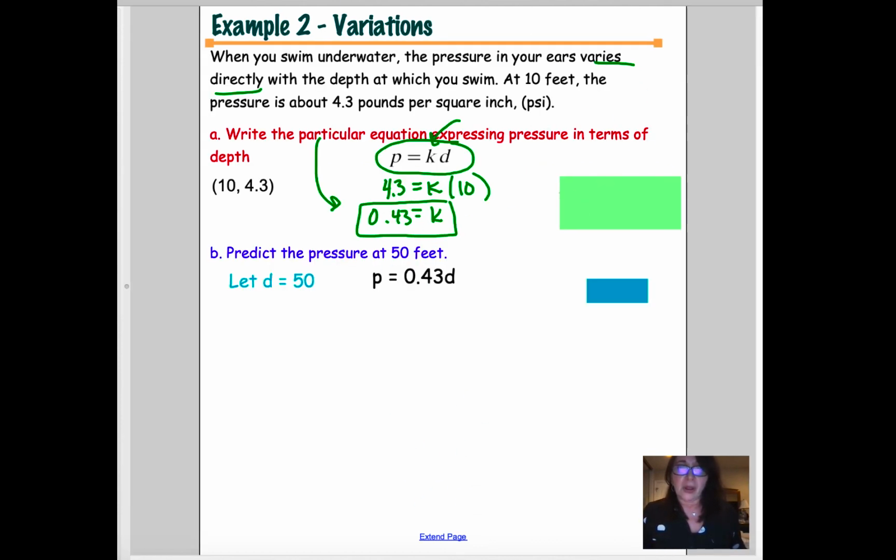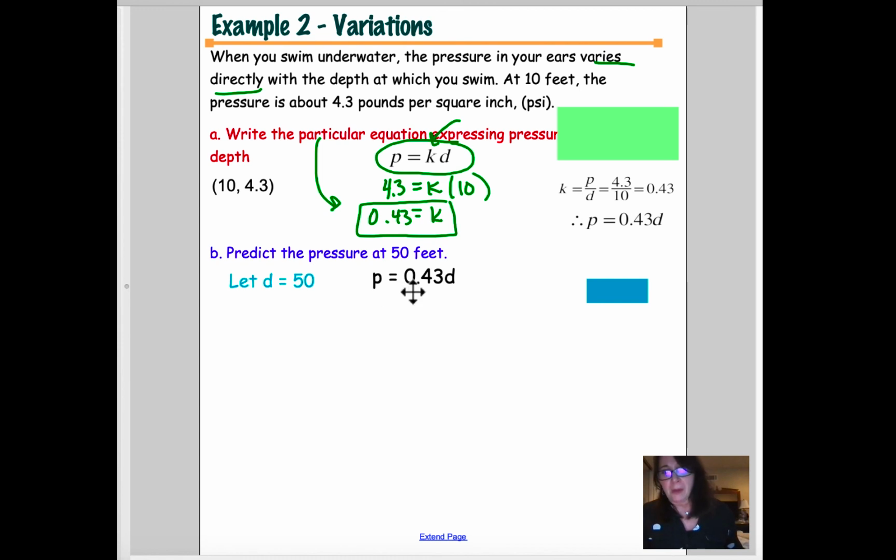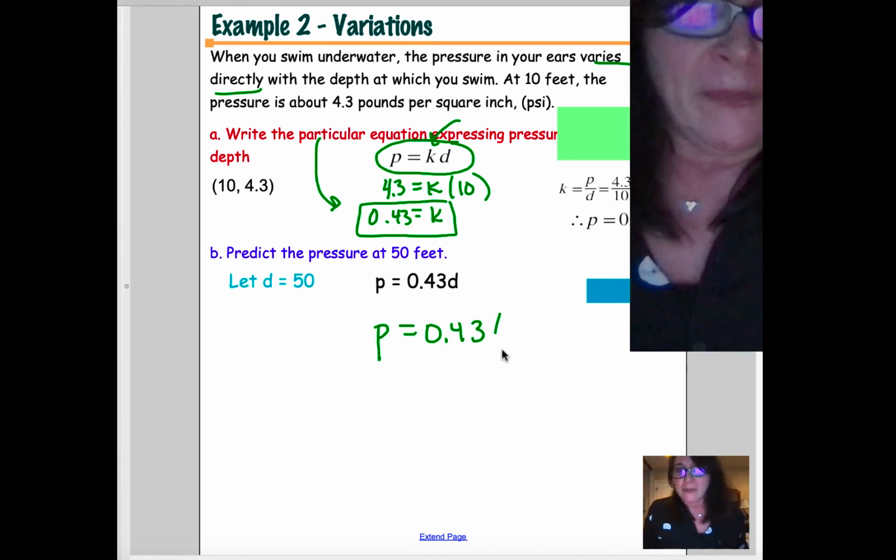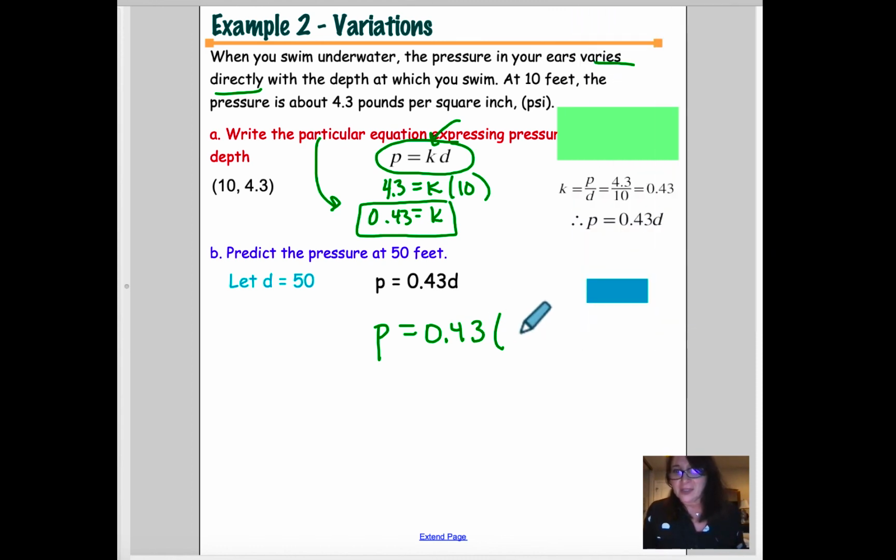The second part, I'm not sure, what's this? Oh, that's just showing you what to do. For this part B, it says predict the pressure at 50 feet. Well, we have our equation now. You have to have this equation, meaning you have to find K. So in doing this, P, or the pressure on your ears, is equal to 0.43 times my distance, which is going to be 50. And I'm going to multiply this out so I get my pressure.